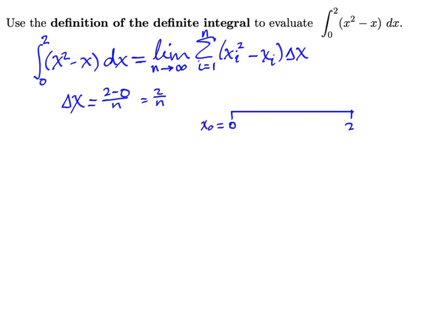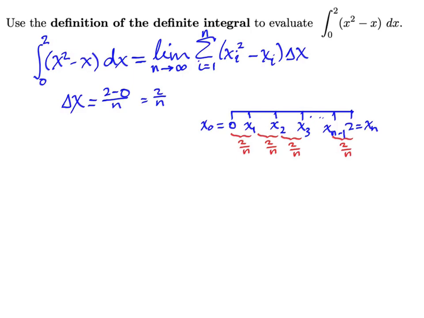So first of all, x0 is always the first endpoint of the big interval. And then to get x1, I move over to the right a distance of delta x. So x1 is there. And then to get x2, I move over another delta x. To get x3, I go another distance of delta x. And I keep going till I get x sub n minus 1. And then the last one, I go over delta x to get x sub n, which is supposed to be our last endpoint, in this case 2.